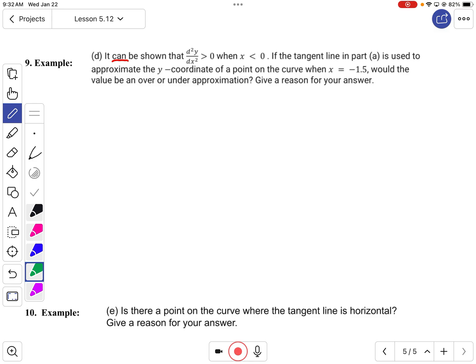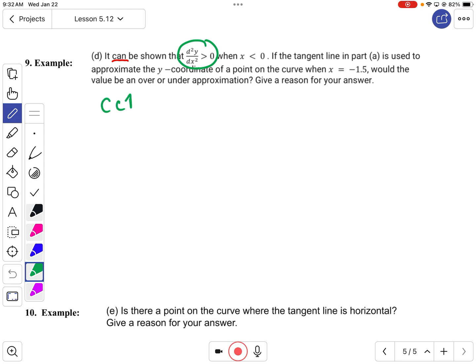Well, you got a 50-50 shot, all right? Which is good news. That's better odds than the lottery, okay? You got a 50-50 chance. But let's talk about what it means. The second derivative is positive. What does that mean about the function?